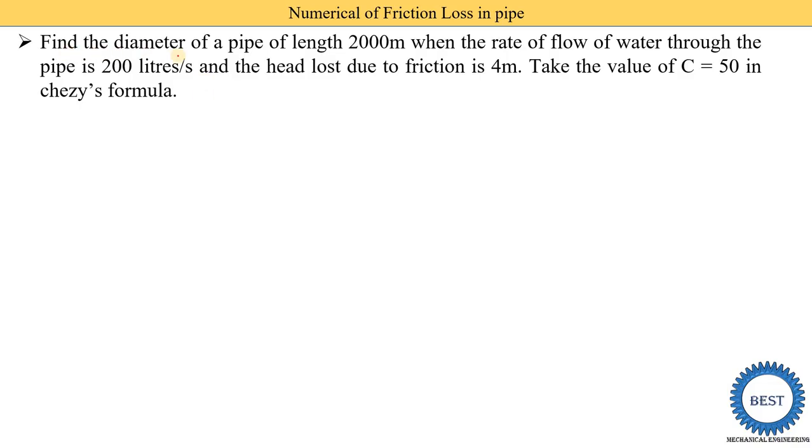So we find the diameter of a pipe of length 2000 meter, meaning length of pipe capital L is equal to 2000 meter, when the rate of flow of water through the pipe is 200 liter per second. So here the rate of flow of water is given, that means Q is given. The head loss due to friction is 4 meter, meaning HF is given as 4 meter. Take the value of C equal to 50 in Chezy's formula.